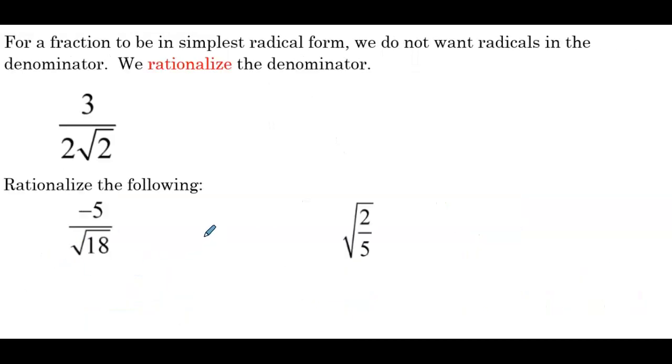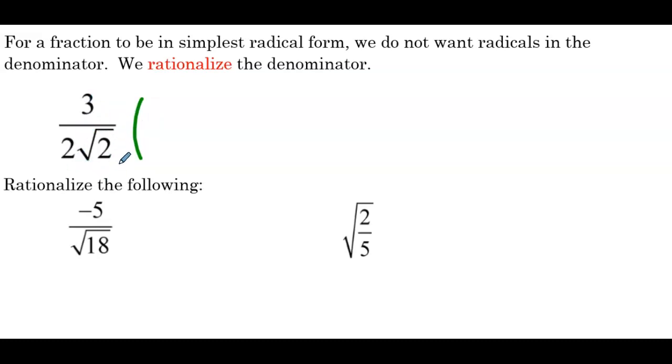And that's going to require us to do something called rationalizing the denominator. Okay, so for a fraction to be in simplest radical form, we do not want radicals in the denominator. So this is just a good reminder. So how do we rationalize the denominator? What we're going to do is multiply the numerator and the denominator by the radical that's in the denominator.